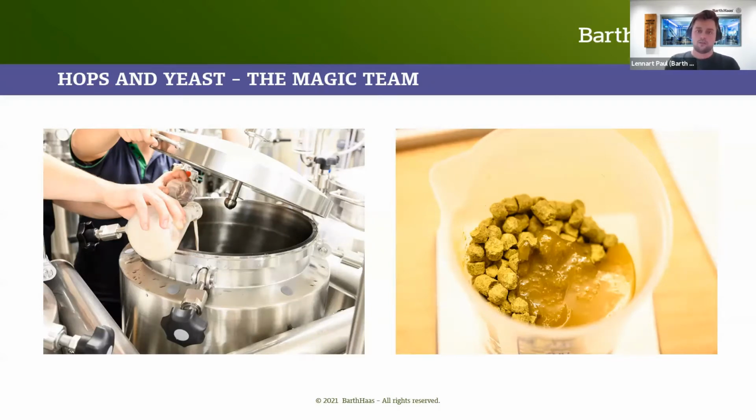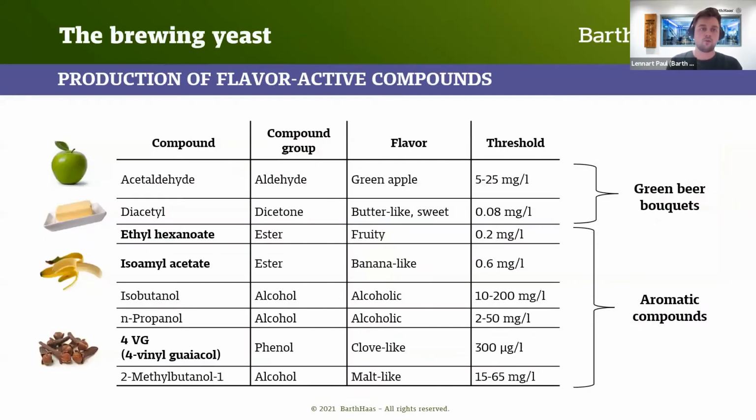All right, so first of all, I brought you a simple table of aroma compounds, which you are probably all aware of, just for a soft start. The yeast can produce different kinds of aroma compounds, and they are basically grouped: first the green beer bouquets, and on the other hand, the aromatic compounds.